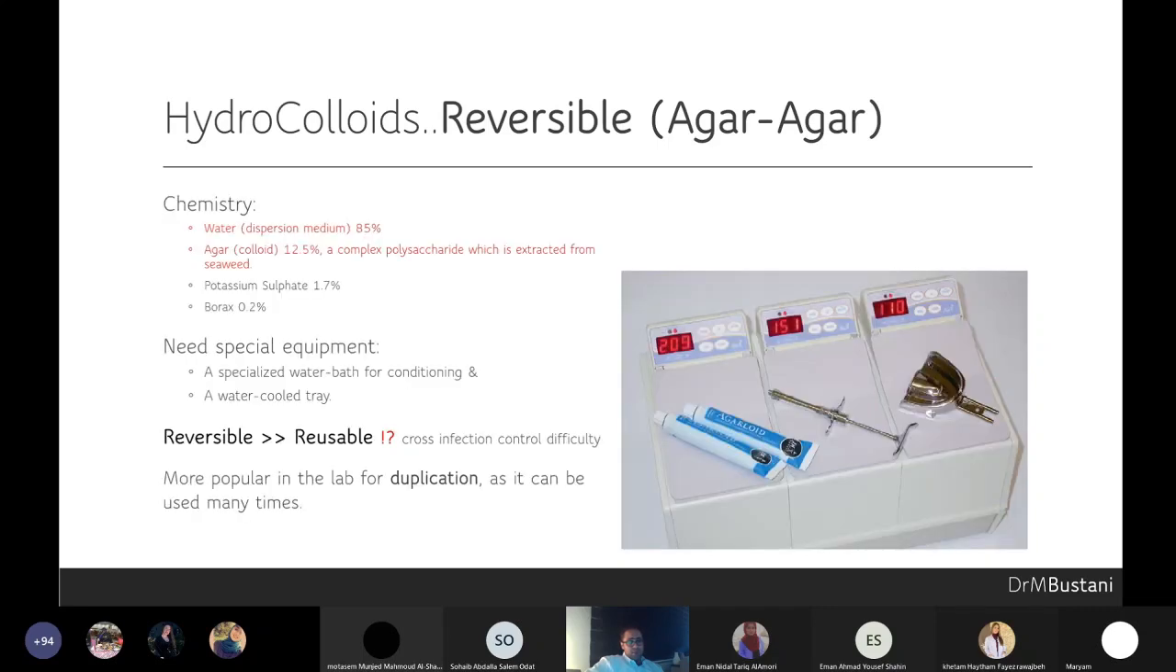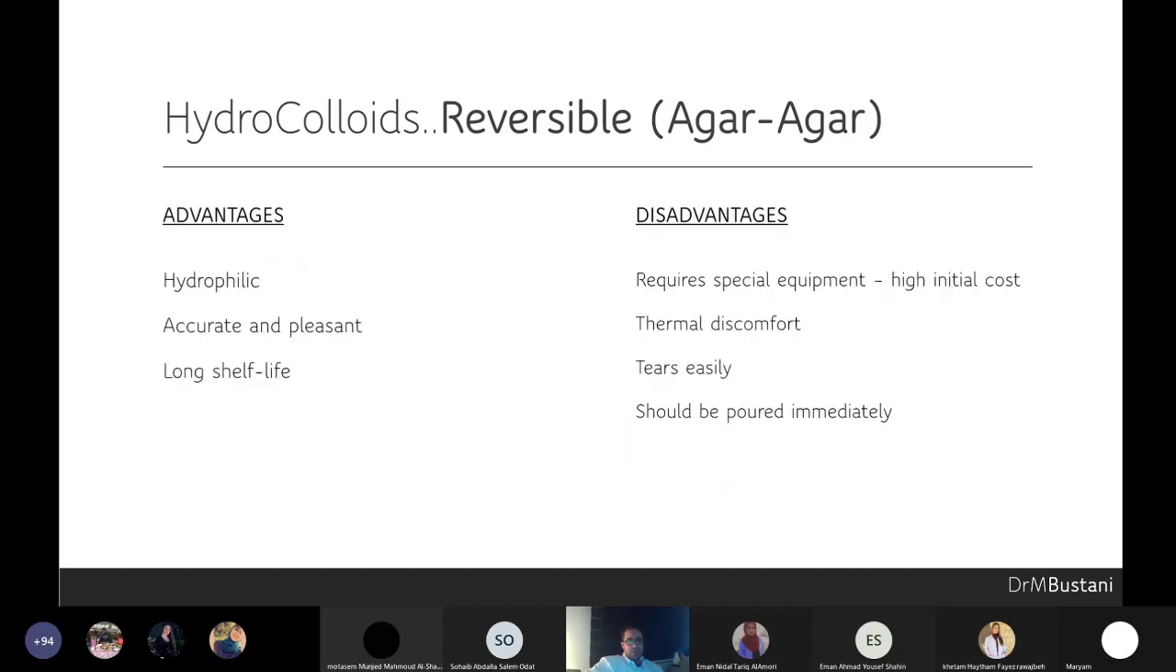The fact that it's made of 85% water means that it's a hydrophilic material. All right. It can produce very accurate details, but at the same time, we have the problem that it tears very easily. Okay, so that's the main problem with the hydrocolloid agar.